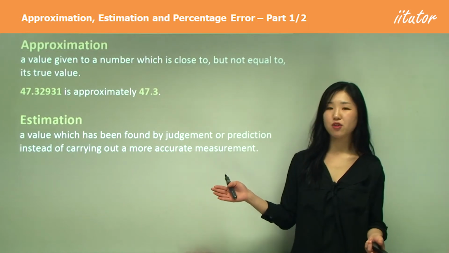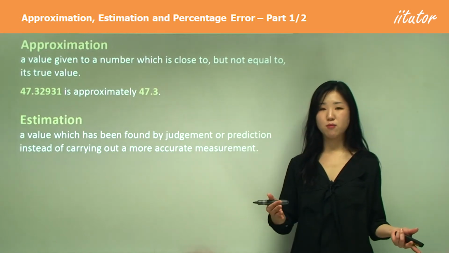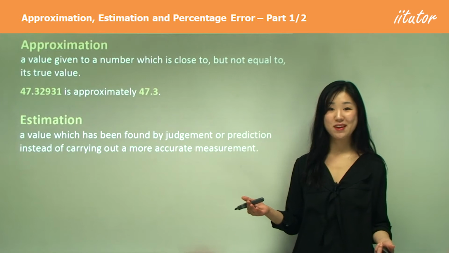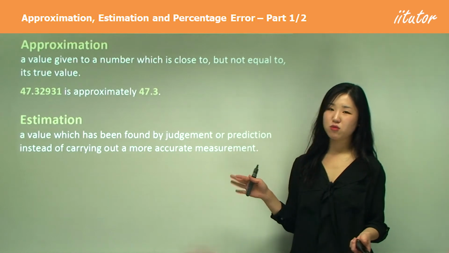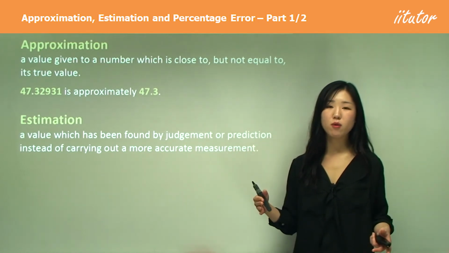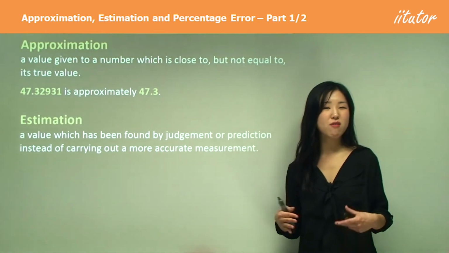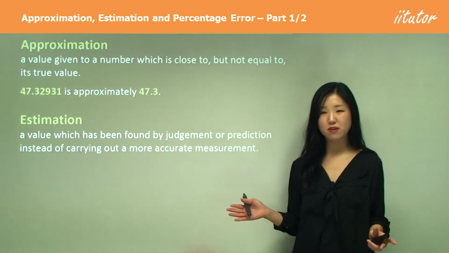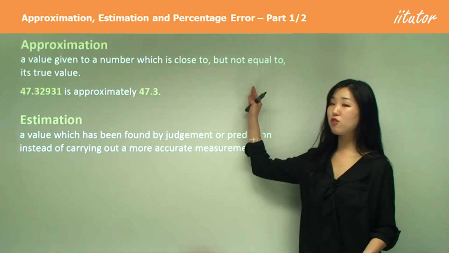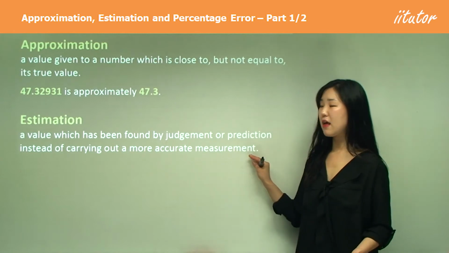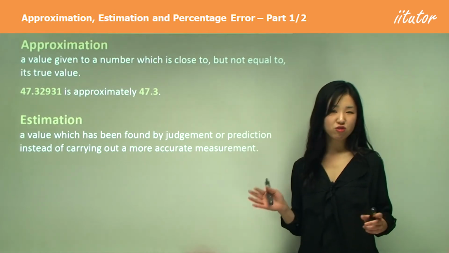Say for example, if I ask you, what's the measurement of your room? You wouldn't say, my room is 5.62598 meters long, would you? You would probably say, as an estimation, it's approximately 5 meters, although it probably is like 5.6 meters. It's an approximation, but it's more of a very rough estimate. It's a more rough judgment and prediction. This doesn't represent a more accurate measurement. So usually approximation is more accurate. Estimation is a little bit less accurate because it's by judgment and just by looking at it.